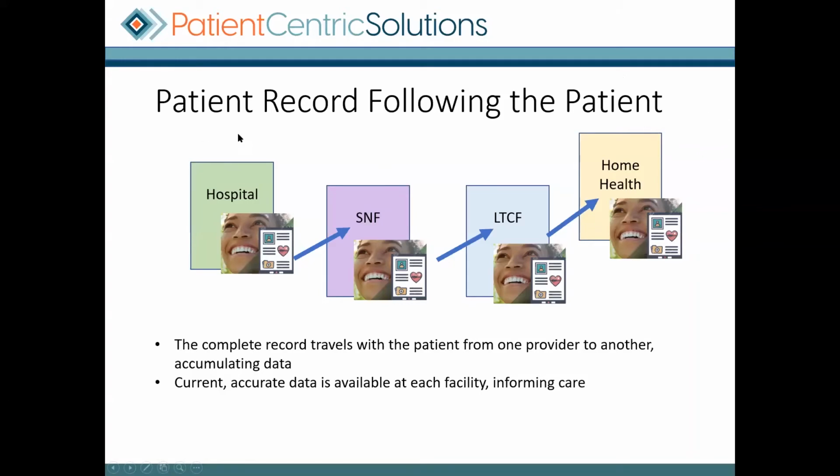So we've talked about the patient record following the patient in our Passio user story, and this is where the complete record travels with the patient from one provider to another, accumulating data along the way. And in this way, the current accurate data is available at each facility, informing care. So now I'll explain how patient share works and why it's important to combine these features with trusted identity. But please also note that trusted identity is a core building block to many of the new FHIR API solutions and use cases.